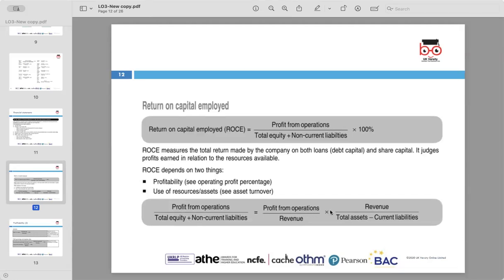ROC is an essential measure for investors and management as it reflects the effectiveness of capital investments. A higher ROC indicates that the company is generating significant profit from its capital, making it an attractive investment. Conversely, a low ROC may signal insufficient chances or poor investment decisions.